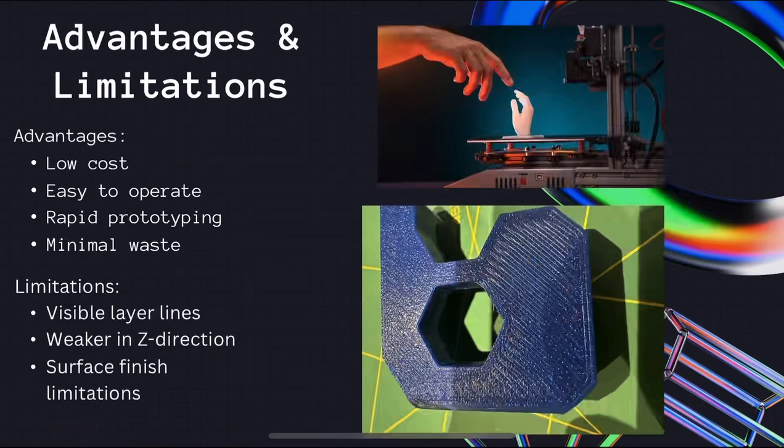However, FDM also has limitations. The printed parts usually have visible layer lines, which affect surface finish. The mechanical strength in the Z direction is weaker because the bonding between layers is not as strong as within a single layer. Also, dimensional accuracy and surface smoothness are lower compared to more advanced technologies.